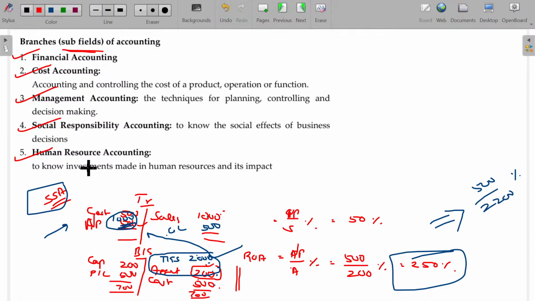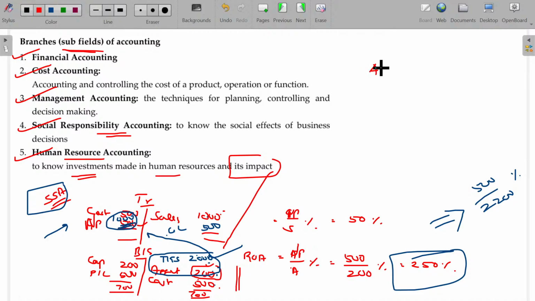So that's called human resource accounting, to know the investments made in human resource and its impact also be incorporated. Otherwise, this valuation seems to be not good. So you'll study all these things at your final level. Even you have social responsibility also.